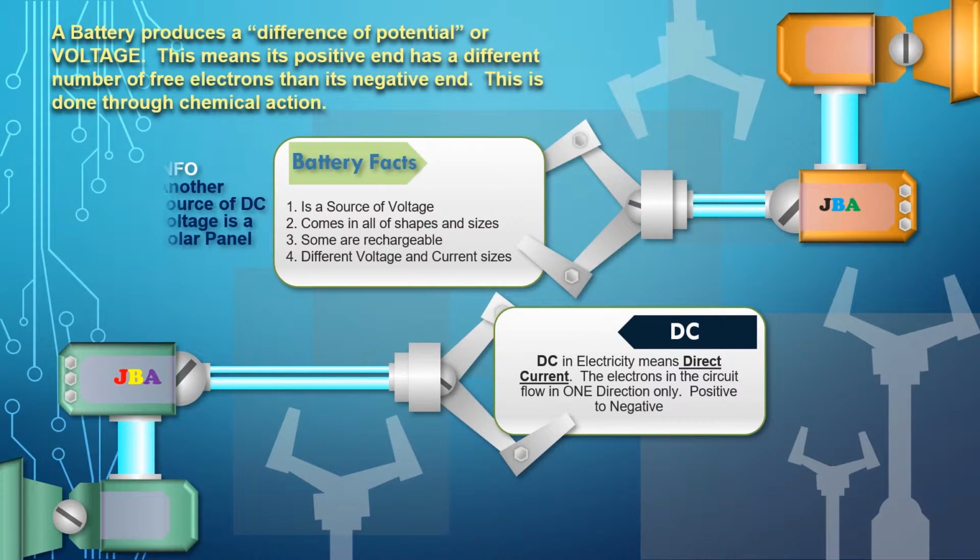Some facts on batteries are: a battery is a good source of voltage. Batteries come in all shapes, sizes, and types. Some are rechargeable, and they are made in all kinds of voltages and current capacities.